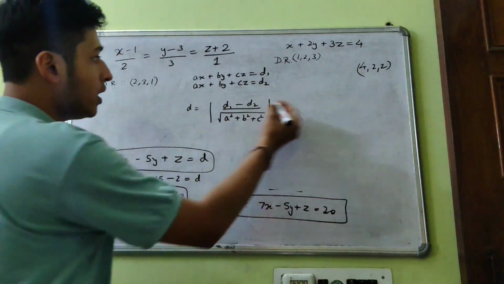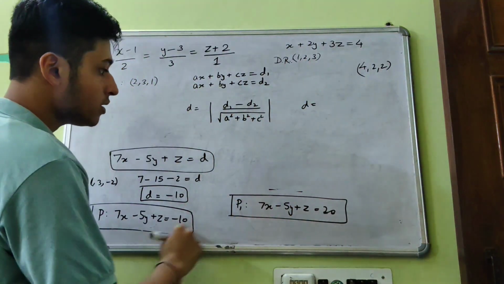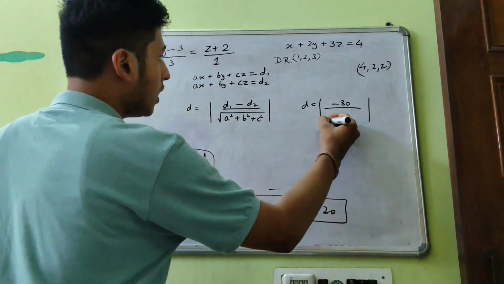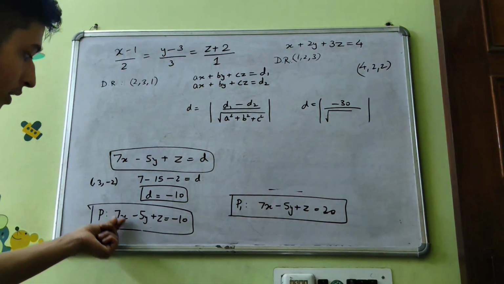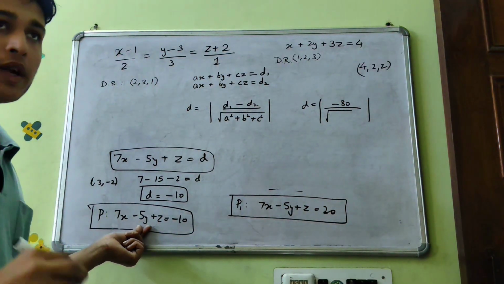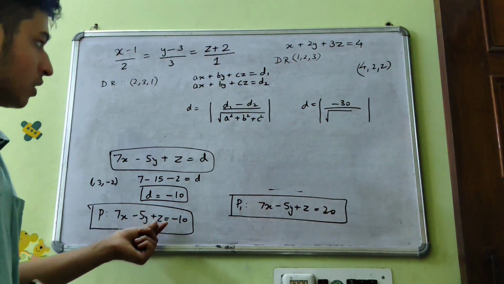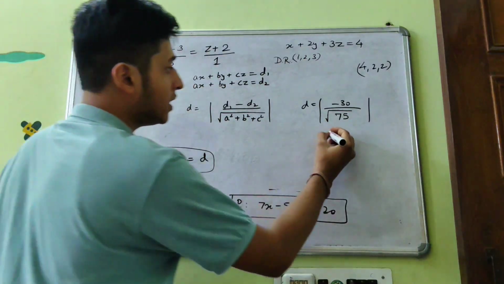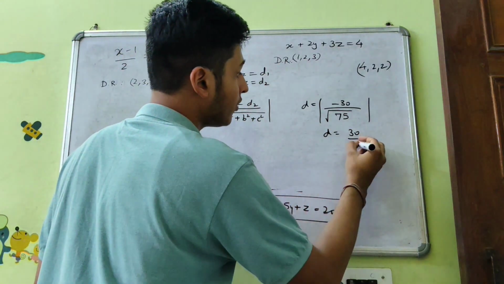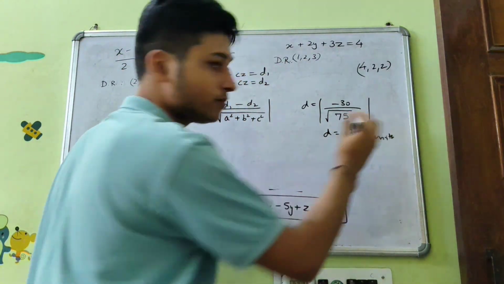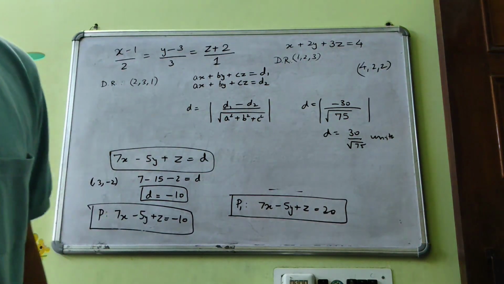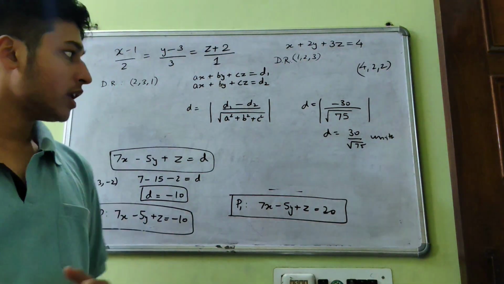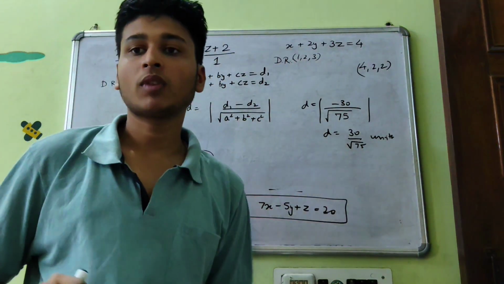These are parallel planes. Distance would be minus 10 minus 20, that is minus 30, over under root 7 square, 49, plus 5 square, 25, plus 1. So root 75. This would be the distance between the planes. 30 by root 75 units. But in this it is given that the distance between planes P and P1 is 30. So this option is incorrect.